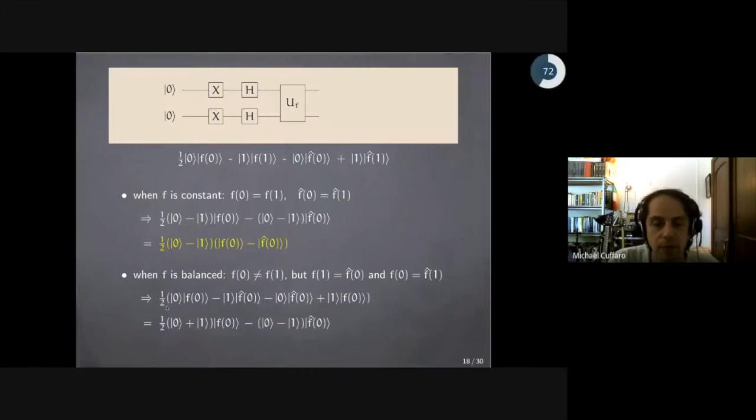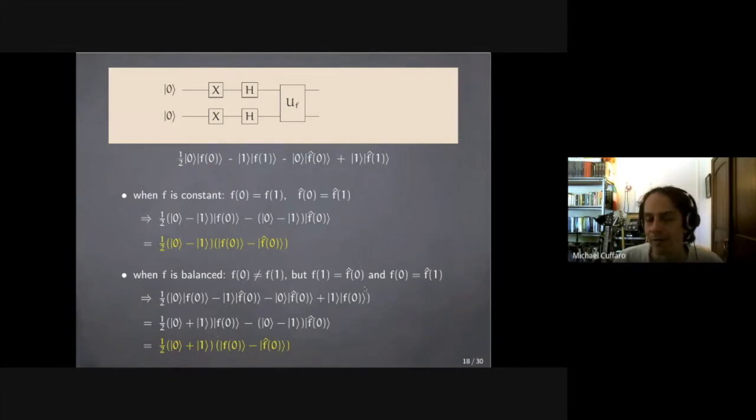And now we can re-express it like this, and simplify. And so now what we have is, the second qubit is in the same state in either case, whether it's constant or balanced. But the first qubit, when f is constant, is in this superposition state. And when f is balanced, it's in this superposition state. So we're almost done. We can actually distinguish these two states with an x measurement.